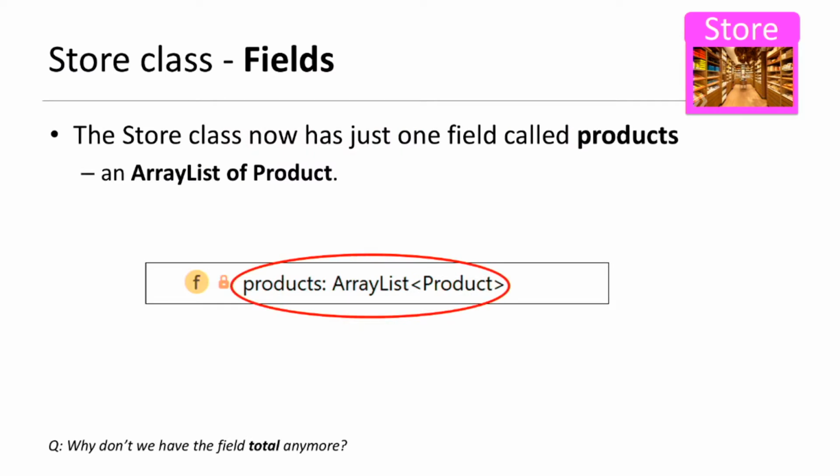Now the store class has just one field called products. This is an array list of product. And my question is, why don't we have the field total anymore? So I'd like you to think about that, pause the video, and when you think you've got an answer, resume.